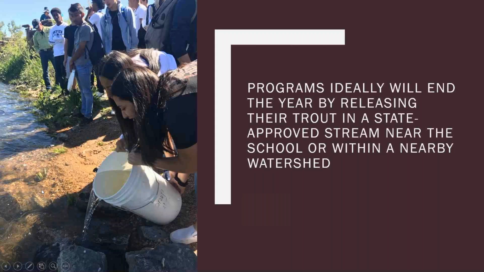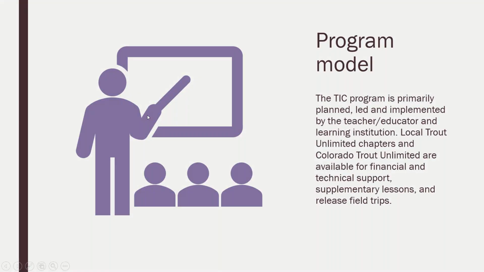So moving on. The program will typically culminate at the end of the school year with the students releasing their trout into a state-approved stream near the school or within a nearby watershed. The TAC program is primarily planned, led, and implemented by the teacher and educator and their learning institution. Local Trout Unlimited chapters and Colorado Trout Unlimited are available for financial and technical support, supplementary lessons, and release field trips.